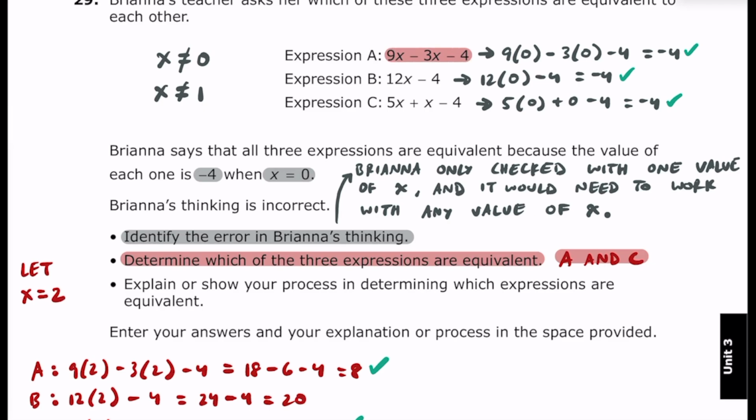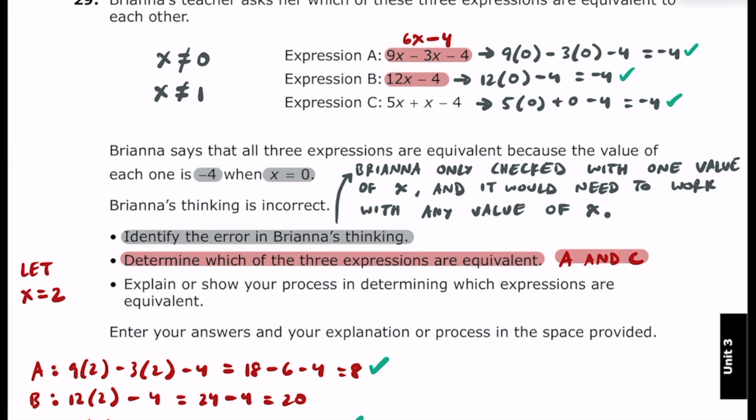The 9x minus 3x can combine to make 6x. You could write 6x minus 4. And then based on that, you could make the argument that these are not the same thing. While they do have the same constant terms of -4, they don't have the same coefficients here. 6 and 12 are different, so that's not going to work here.